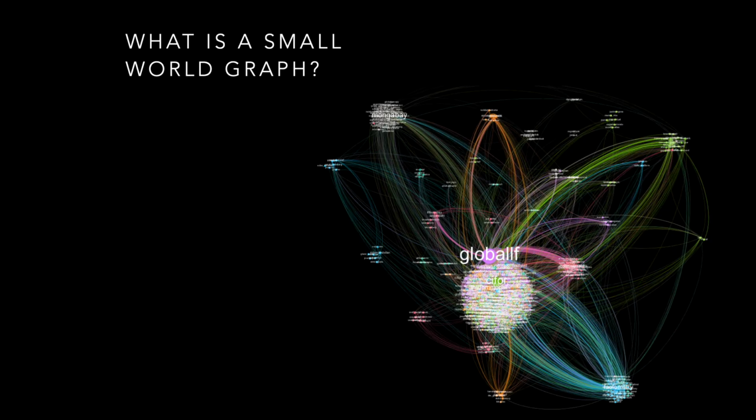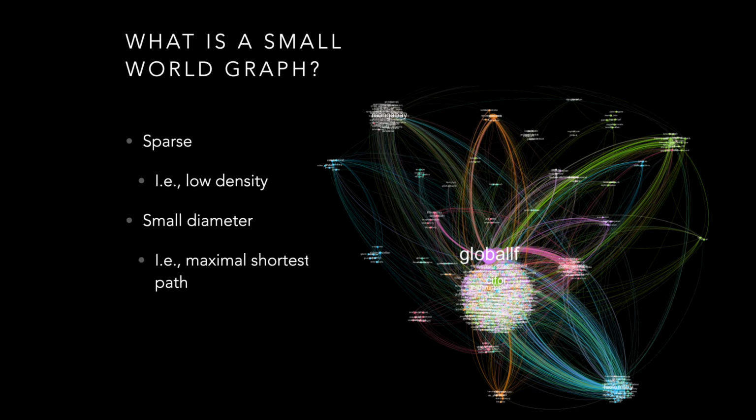So now that we've talked about the LCC metric for doing clustering, we can return to this idea of characterizing small world graphs. For the first characteristic, we have sparsity. That is, small world graphs generally exhibit low density. We have small diameter. That is, the maximal shortest path between any two nodes in the graph should be relatively small. And then we have high clustering, or high mean LCC for the whole graph.